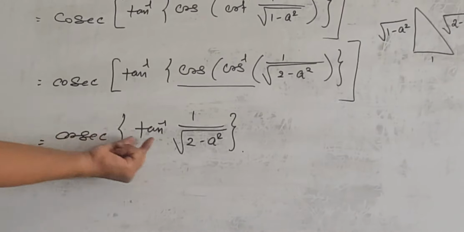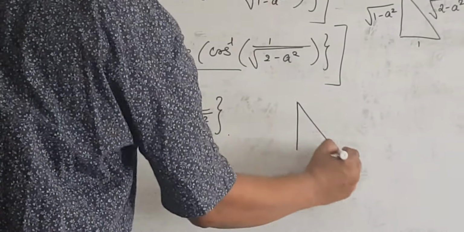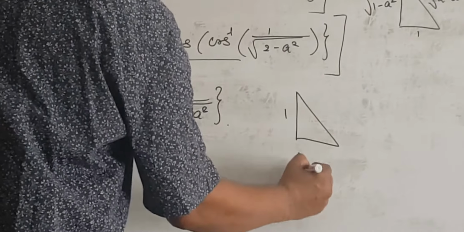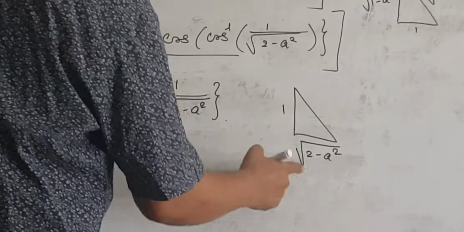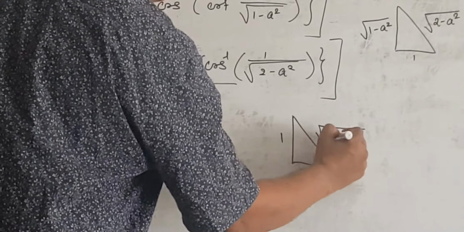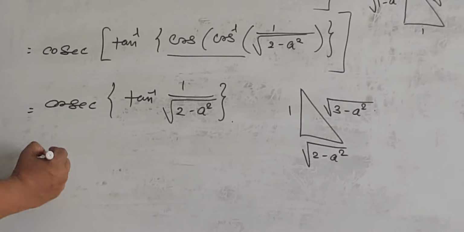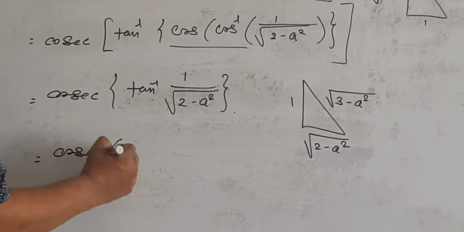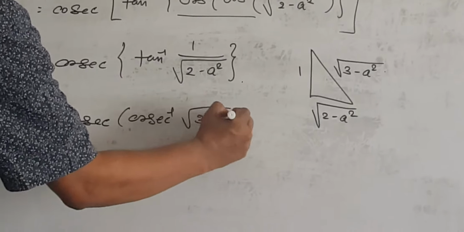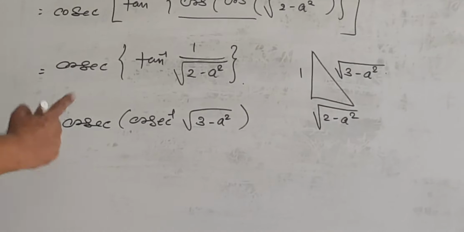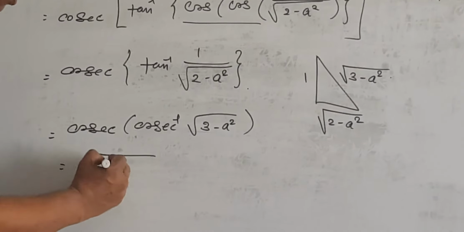Now again we have to turn this tan inverse into cosec inverse. So first we represent it on a right angle triangle, opposite upon adjacent side. The hypotenuse is the sum of the squares, so it is root of 3 minus a square. Is that clear? Now we have to turn tan inverse into cosec inverse, so it is cosec of cosec inverse of root of 3 minus a square. Is that clear? Now cosec of cosec inverse y is y, which means it is nothing but root of 3 minus a square.